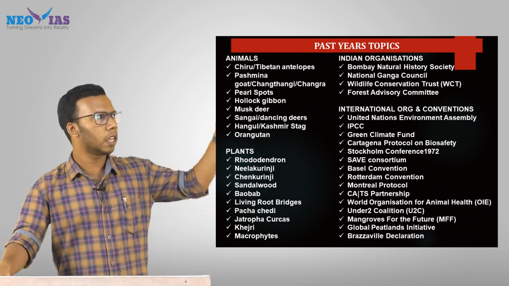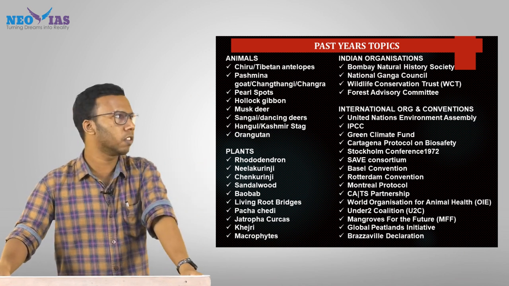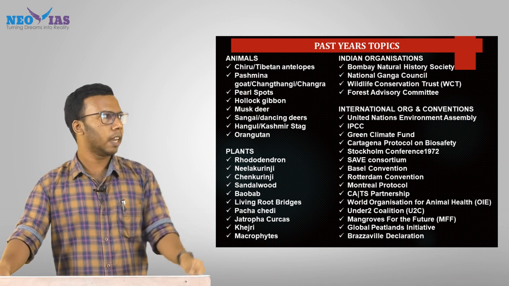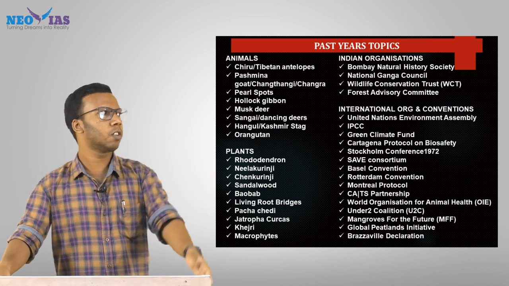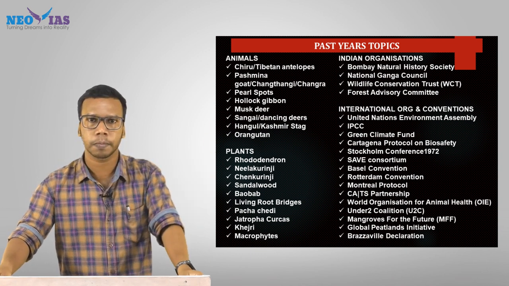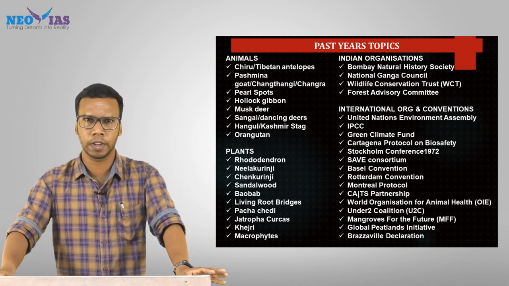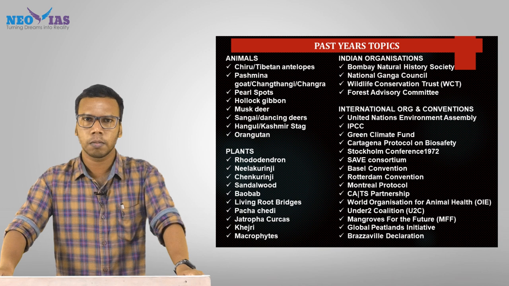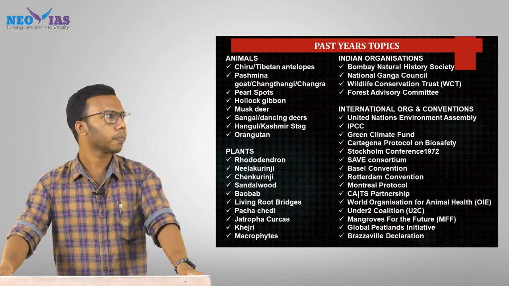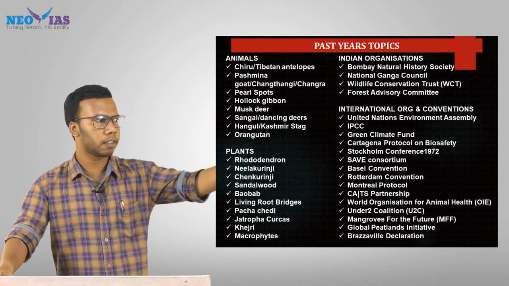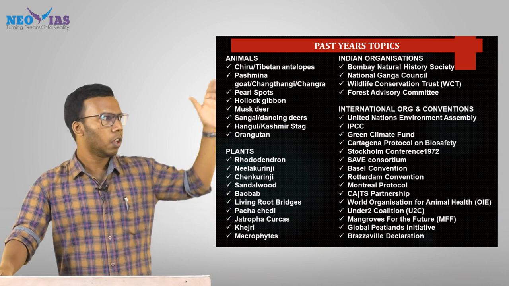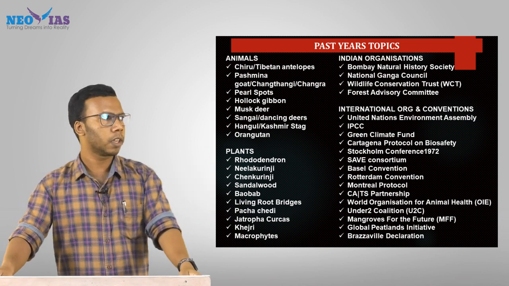Okay, now the Indian organizations which were in use in past years are Bombay Natural History Society, National Ganga Council, Wildlife Conservation Trust, Forest Advisory Committee. This Forest Advisory Committee is just an advisory committee of the government of India to give advice for the clearance activities. Then the international organizations and treaties which were in news are United Nations Environment Assembly, UNEA.